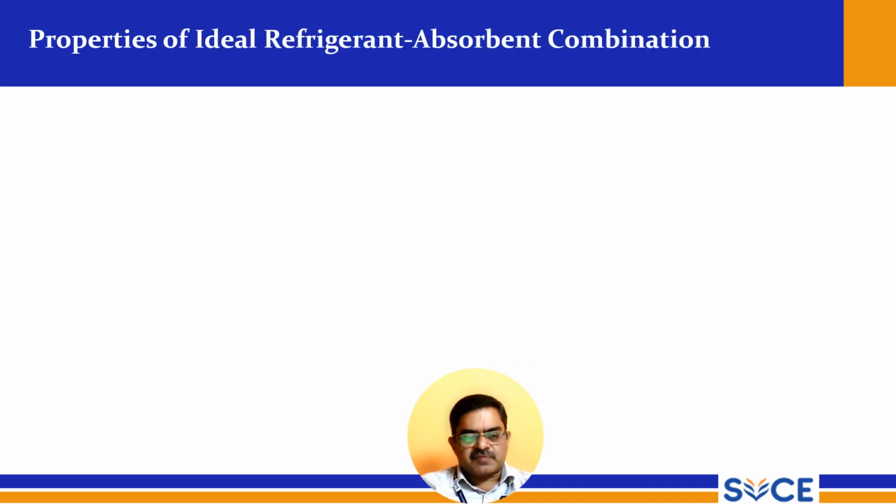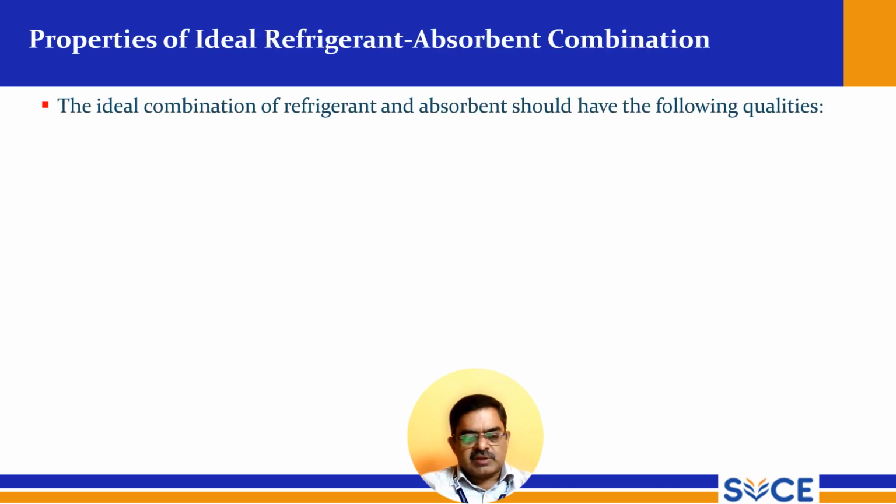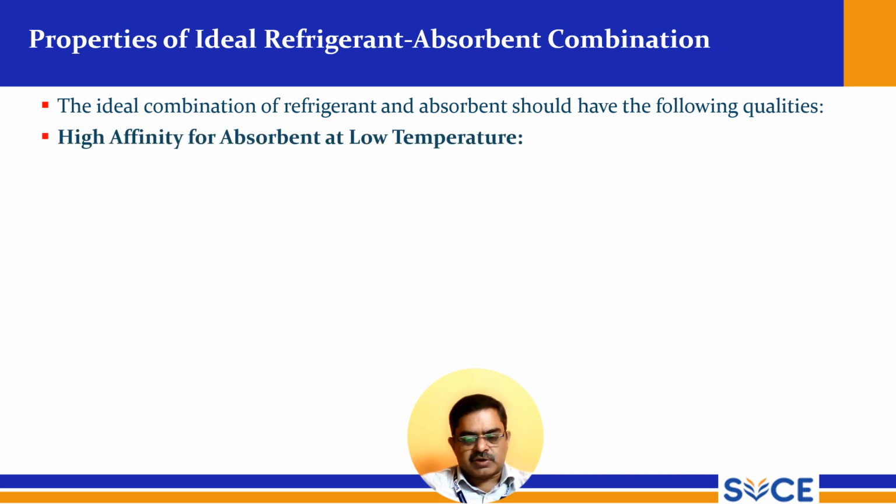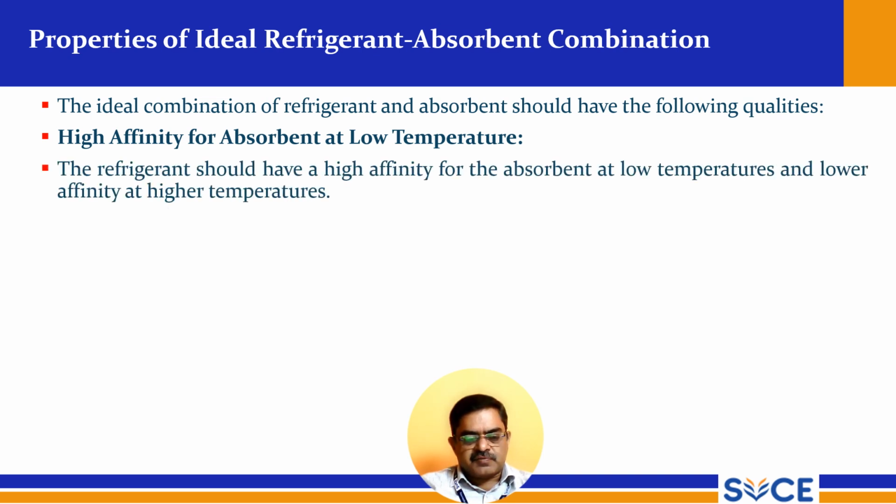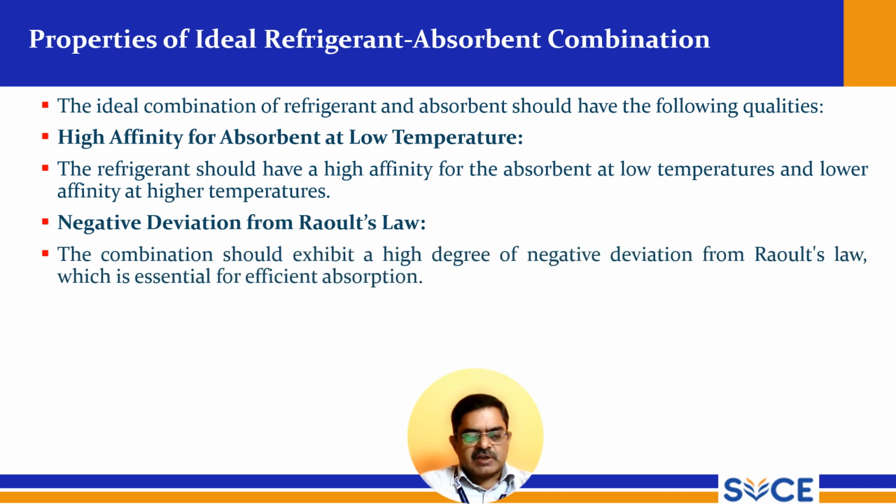So, properties of ideal refrigerant absorbent combination. The ideal combination of refrigerant and absorbent should have the following qualities. High affinity for absorbent at low temperature. The refrigerant should have a high affinity for absorbent at low temperature and lower affinity at higher temperatures. So this is the major requirement. A negative deviation from Raoult's law. The combination should exhibit a high degree of negative deviation from Raoult's law, which is essential for efficient absorption.